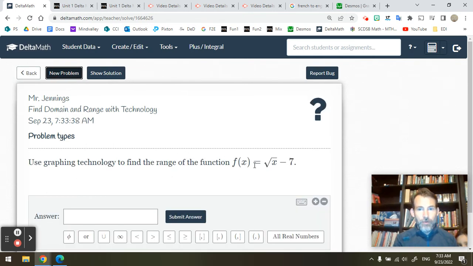New problem. Okay, so the square root of x. We've been asked to find the range of this, and this is the square root of x minus 7. So this is going to be like this, but it's going to be down there at minus 7. So y is going to be greater than or equal to minus 7.